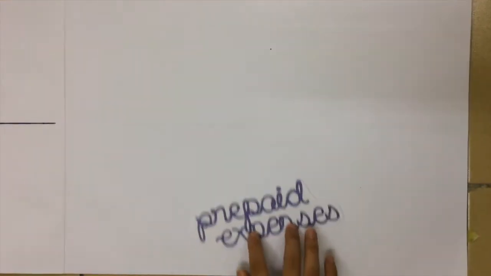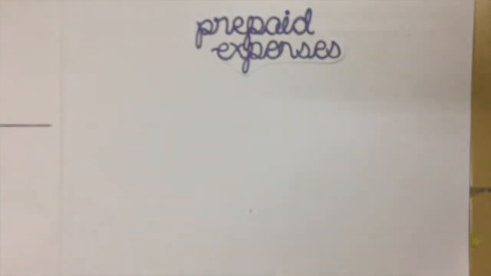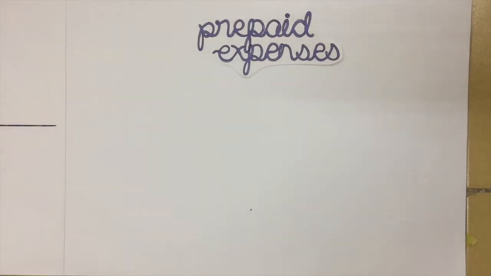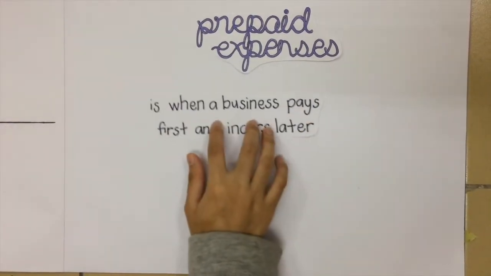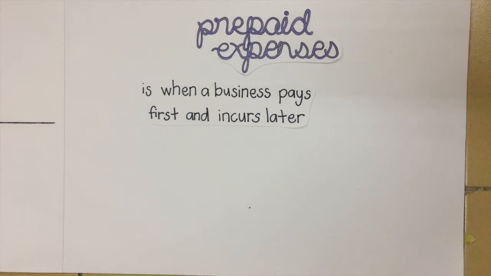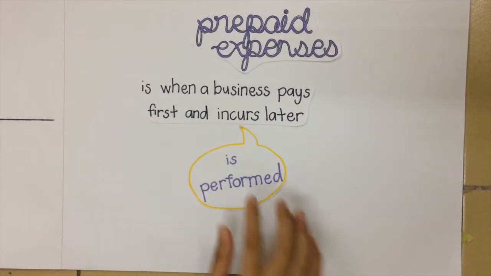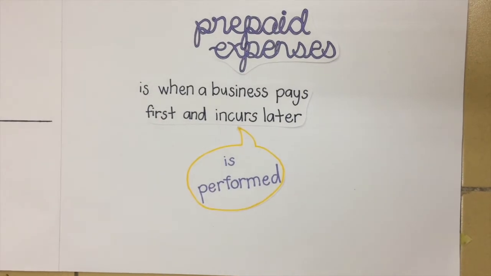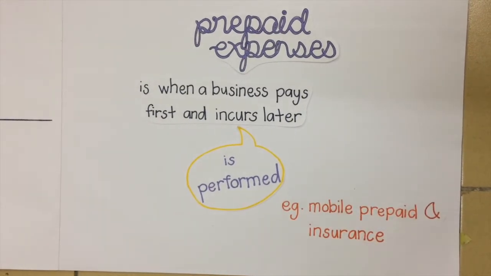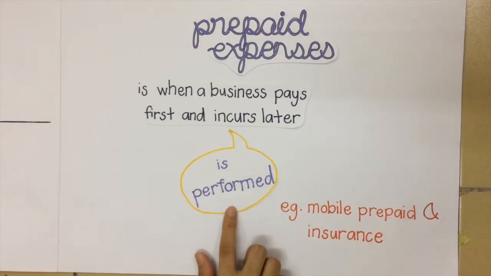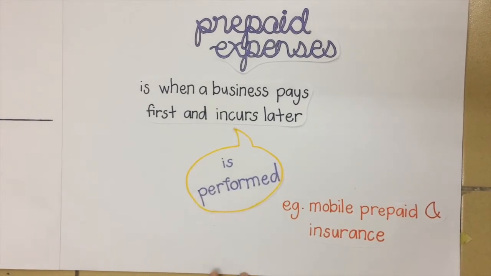The next subtopic is prepaid expenses. Prepaid expenses is when a business pays first and incurs later. As I said, incurs means is performed. The examples for prepaid expenses are mobile prepaid and insurance. Remember, incurs means is performed.